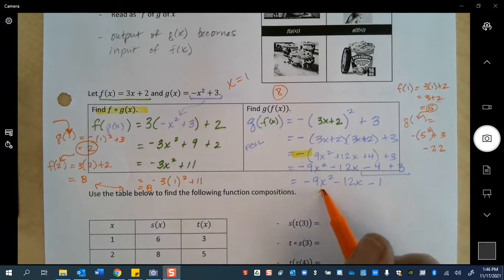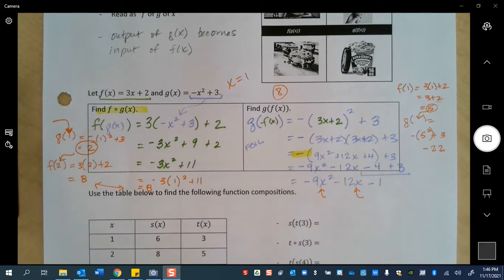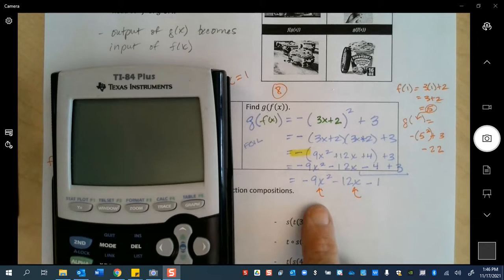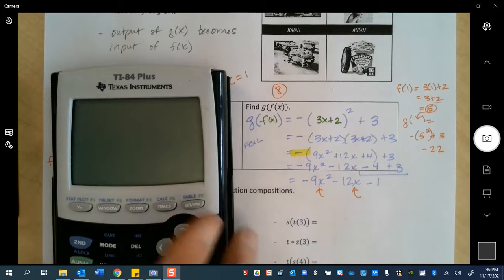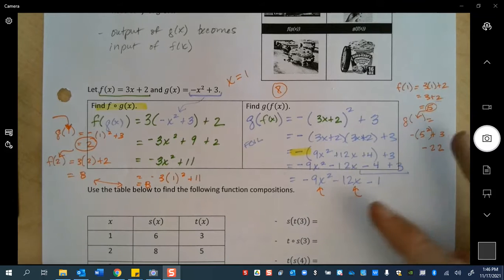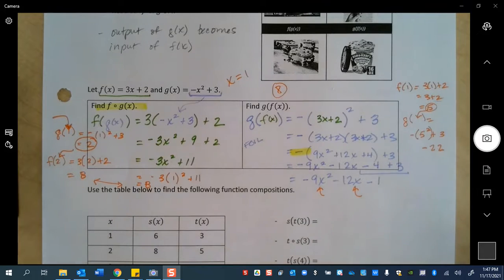Did anybody put 1 in here? Do I end up with negative 22? It's like the moment of truth. So that's negative 9 minus 12 minus 1, definitely negative 22. So I do this, what's in orange, as a test to see if I did it right.